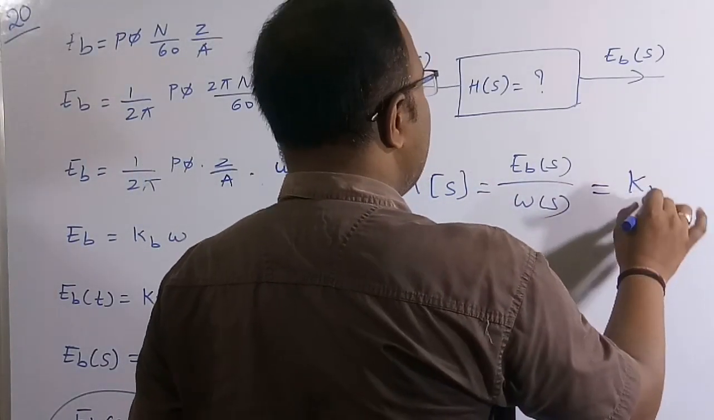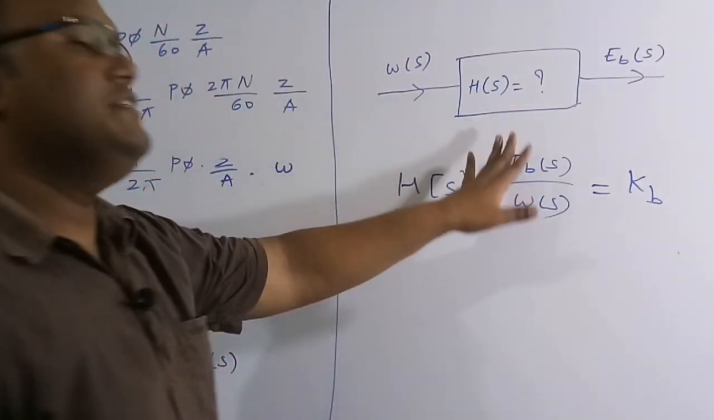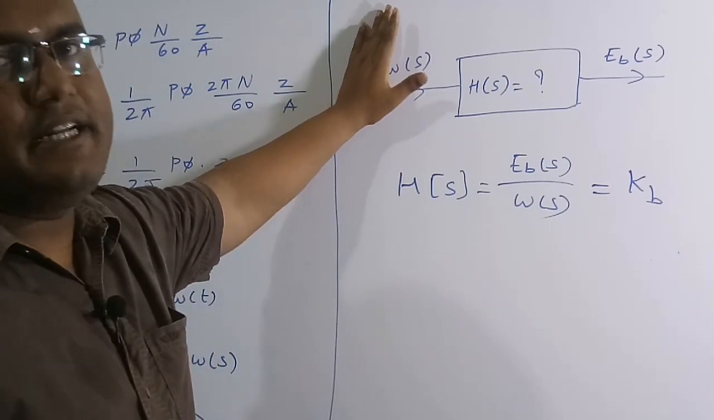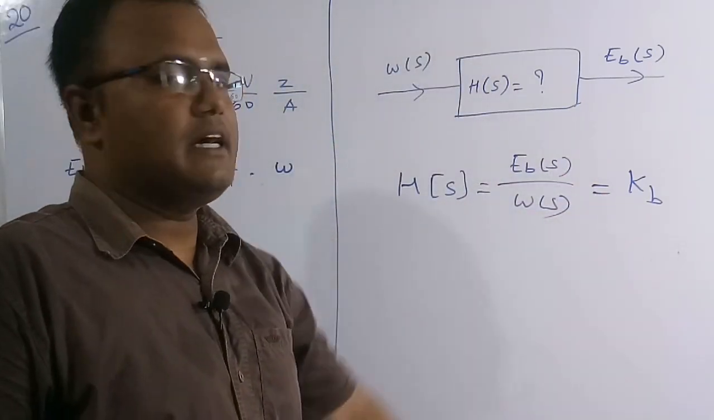So therefore this is the transfer function of this DC motor if the output is back EMF and the input is a speed in terms of radians per second. So therefore KB is the correct solution of this question. By this lecture we have successfully completed the 20 questions, which are the previous year questions of the APSPDCL 2019 question paper of AAE, in a very detailed manner.